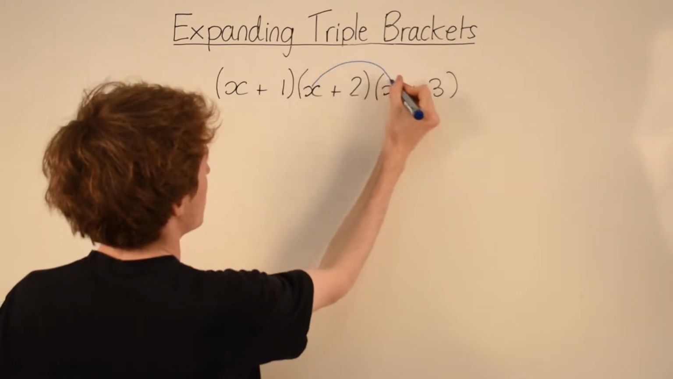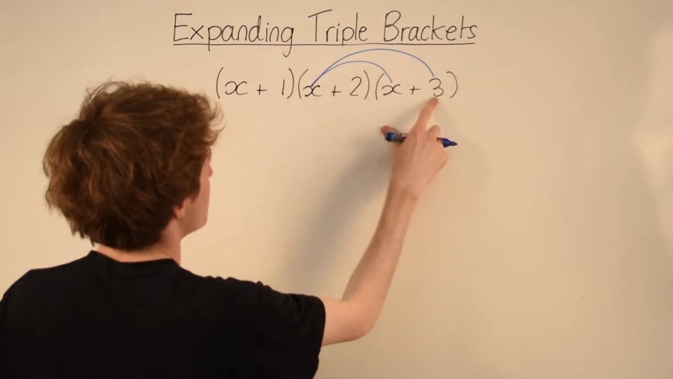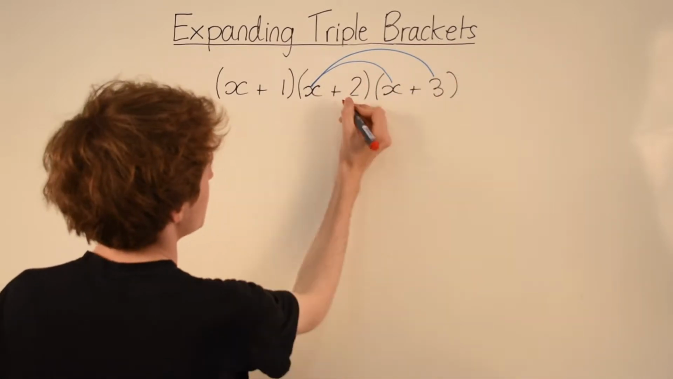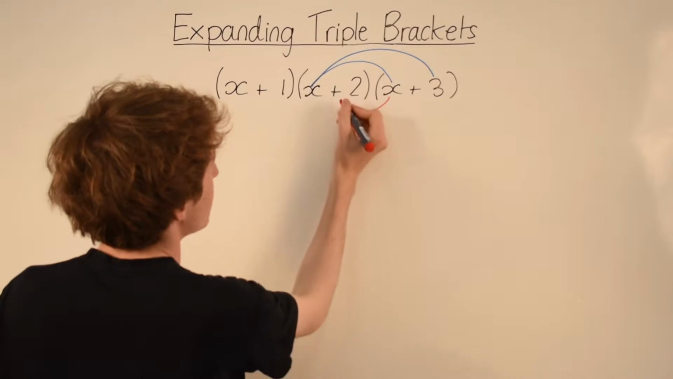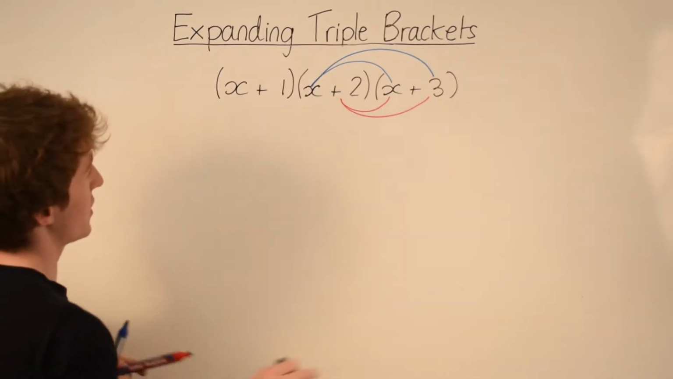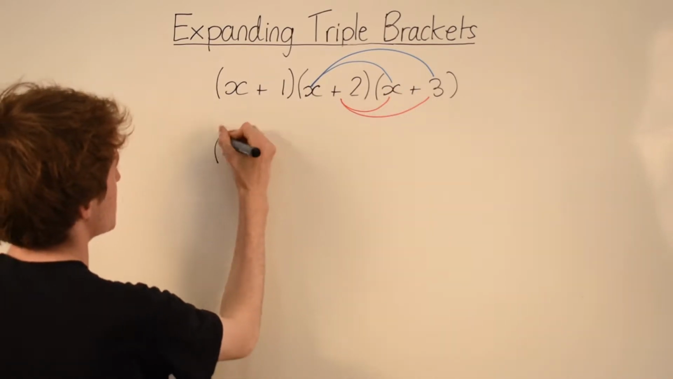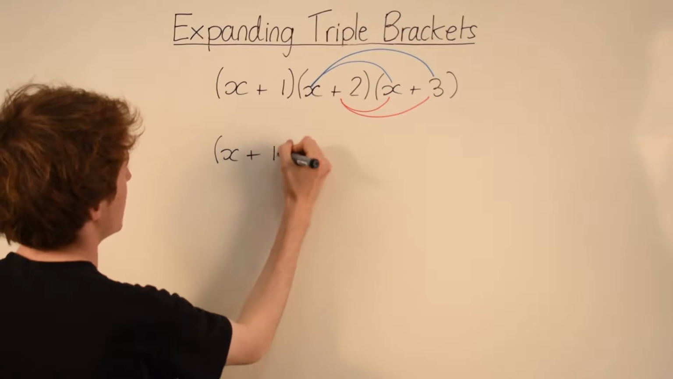So we've got one line that joins our x to our x, we've got another line that joins the x to the plus 3, we've got another line that joins the plus 2 to the x, and then a final line that joins the plus 2 to the plus 3. Okay, we're now ready to expand these double brackets here. So we're just going to copy this down to start with, since we're ignoring it, and we're leaving it unchanged for now.